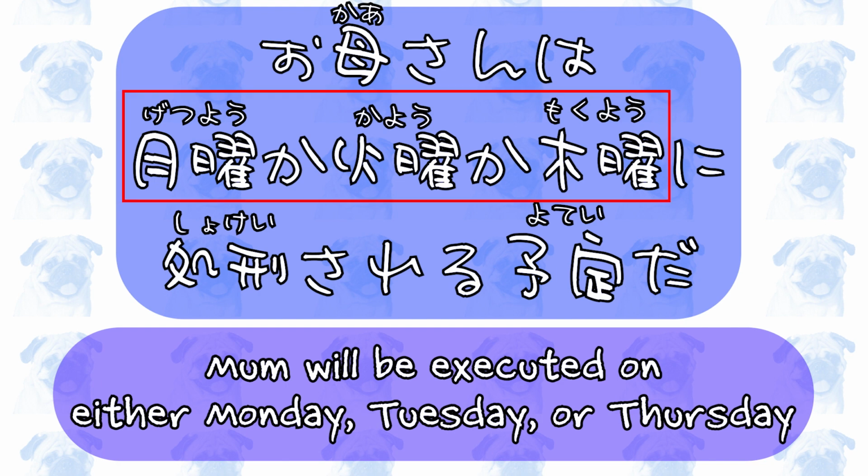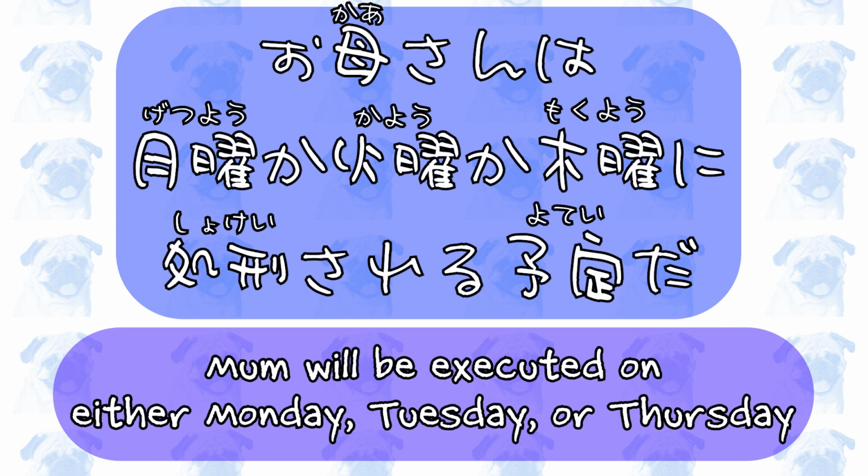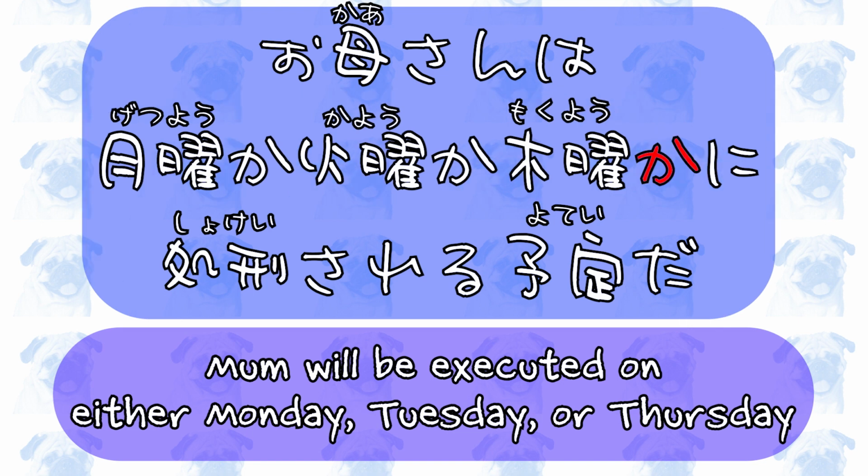In this sentence, there are three disjuncts, 月曜、火曜、木曜. You may also add an additional ka after 木曜, as in 月曜か火曜か木曜か.